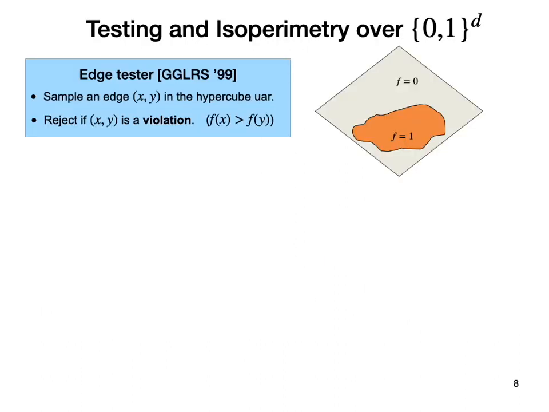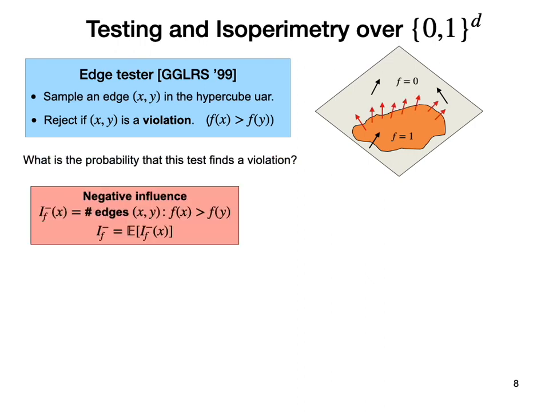So perhaps the most natural way to do this is to simply sample uniform random edges in the hypercube and check if they form a violation. So this is the test that was actually considered in this original paper I mentioned. And so you're going to sample edges, and as soon as you see a pair which straddles the upper boundary, then you will reject. So what is the probability that this test finds a violation?